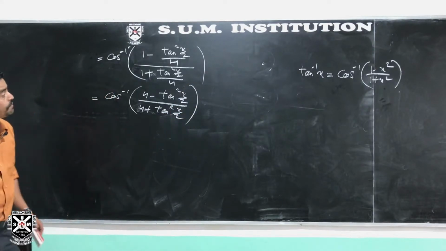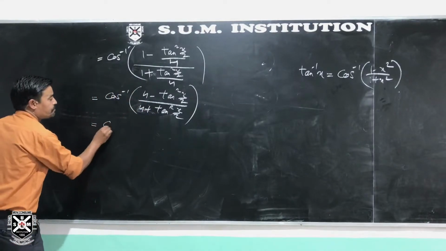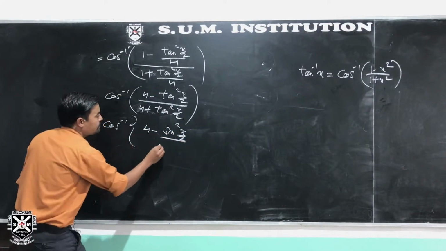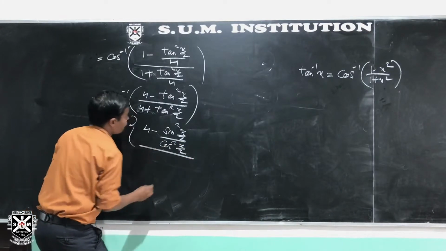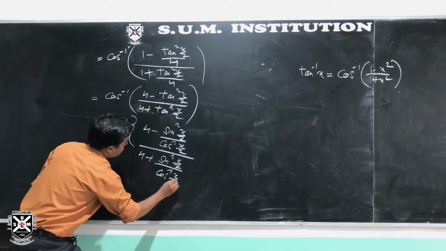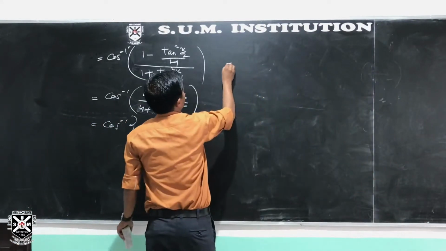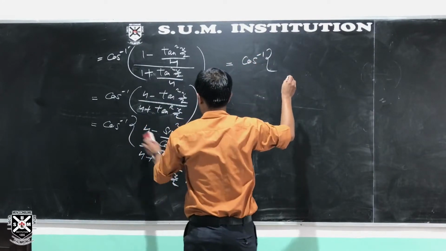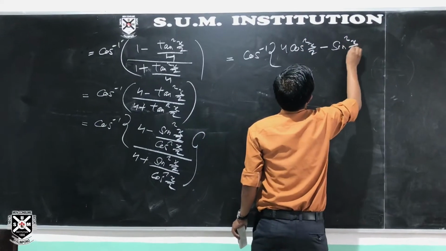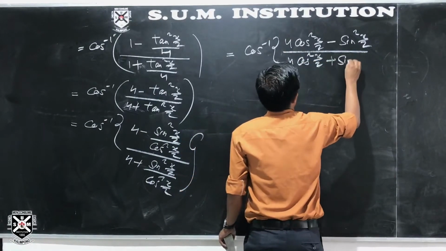So LCM gets cancelled. Now we know that tan theta is sine upon cos. So tan square x by 2 will be sine square x by 2 upon cos square x by 2. Again taking LCM, we get cos inverse (4 cos square x by 2 minus sine square x by 2) upon (4 cos square x by 2 plus sine square x by 2).